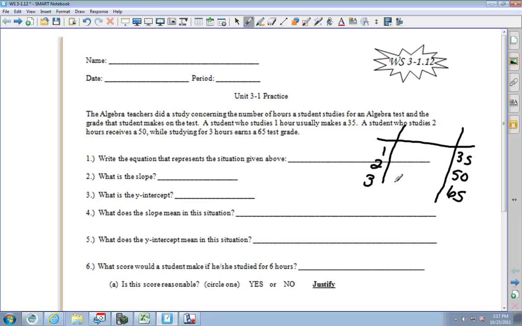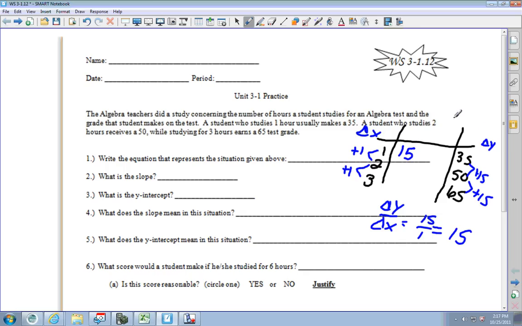Okay, so now, to find the equation, the first thing we're going to do is delta y, the change in y, plus 15, plus 15, delta x, the change in x, plus 1, plus 1. Delta y over delta x, 15 over 1 is 15. So it's going to go 15, and you take it times the 1. 15 times 1 is 15. Okay, so this is 15.